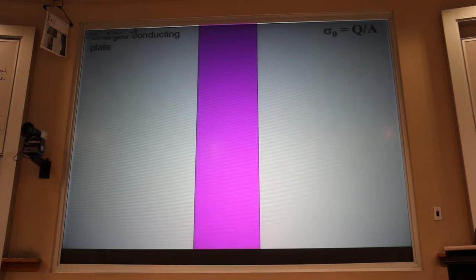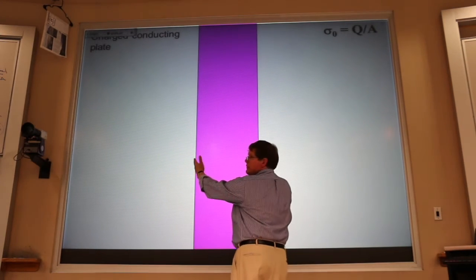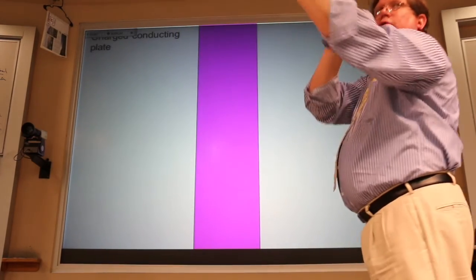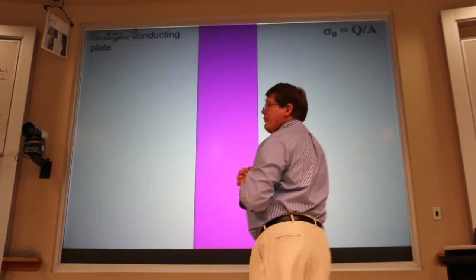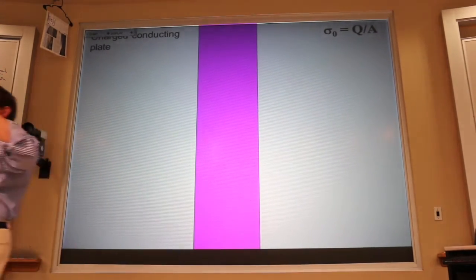Let's start our discussion of conductors. This purple bar represents a plate of metal that's coming out towards you. Now we know that in a metal, electrons are free to flow.